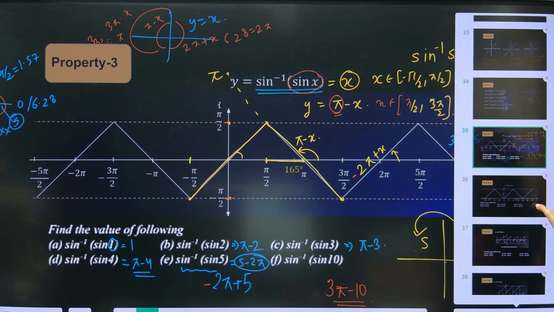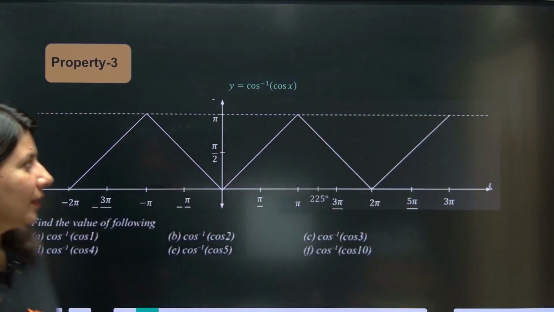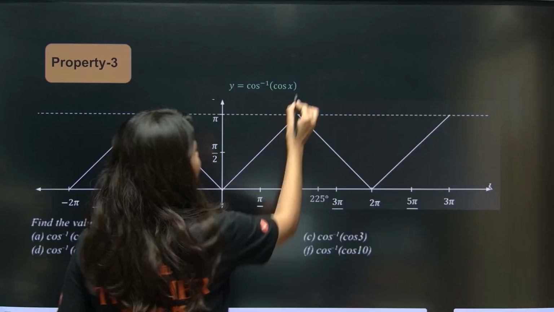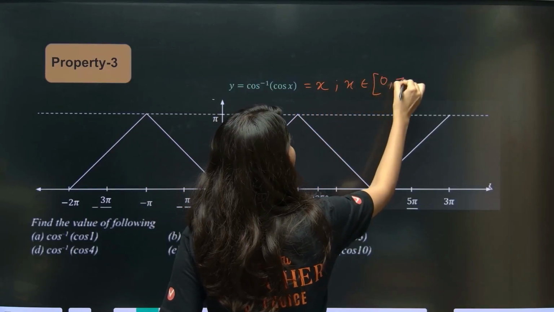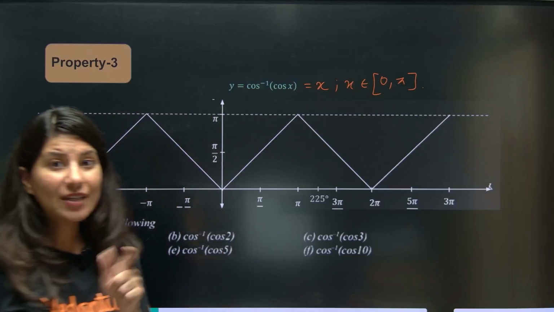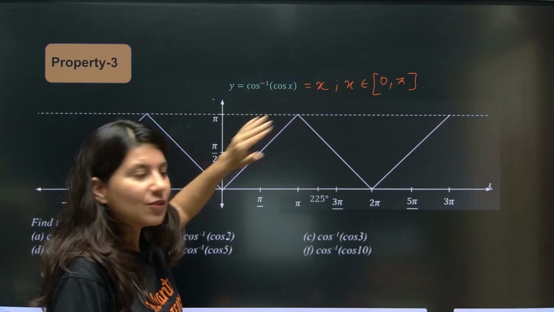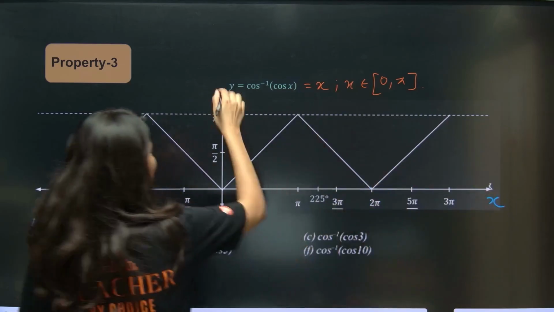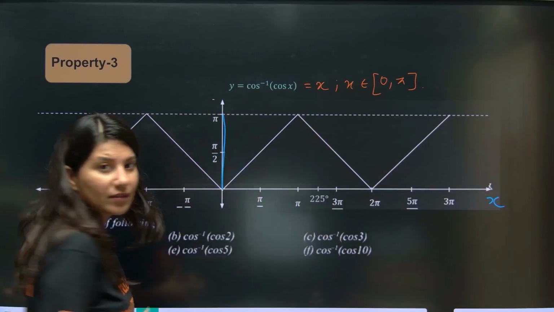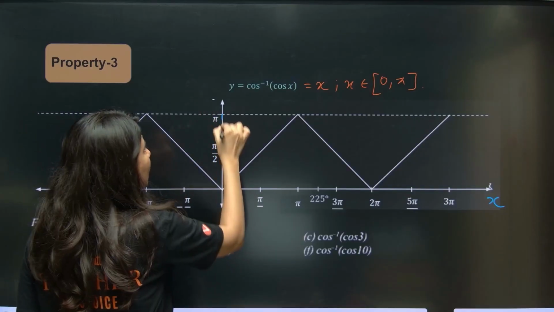Ready for cos inverse cos x? Cos inverse cos x will be equal to x for x belonging to 0 to pi. Because now in cos inverse, understand, what is the output of cos inverse? 0 to pi. So the x-axis is all angles, and the y-axis will be 0 to pi. This is how you have to plot the graph.